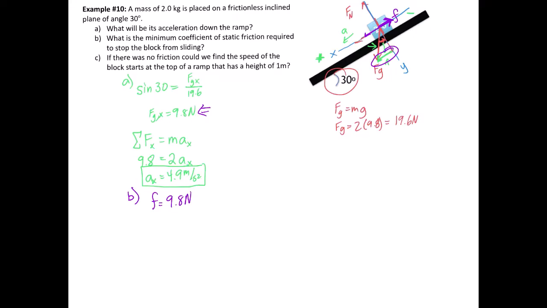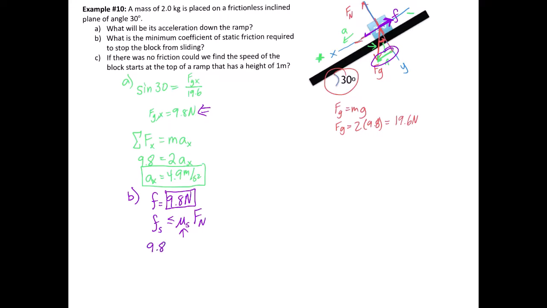balance out. Now, the question is asking for the coefficient of static friction, right? So what is the minimum coefficient of static friction? Well, remember, static friction is less than or equal to the coefficient of static friction times the normal force. Okay, so we're looking for this right here. What is the lowest number that would allow me to have 9.8 newtons of frictional force? So I want this to be 9.8.